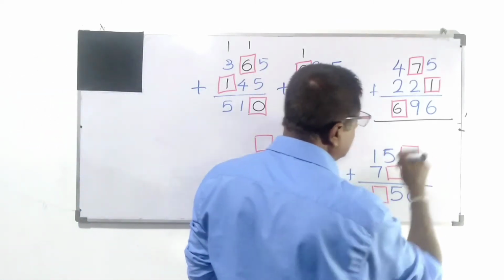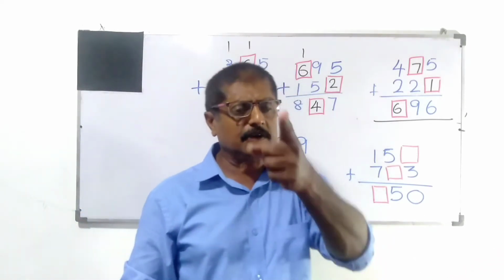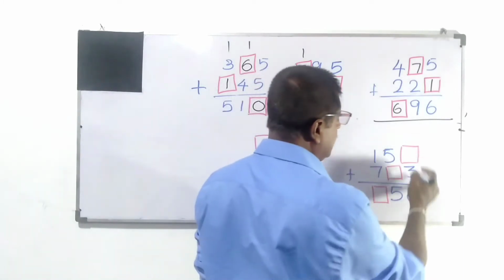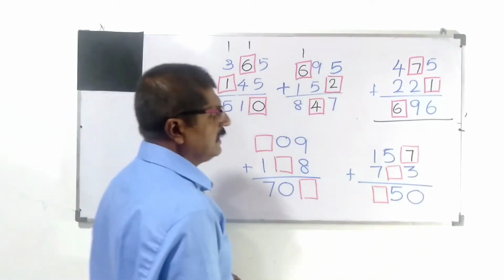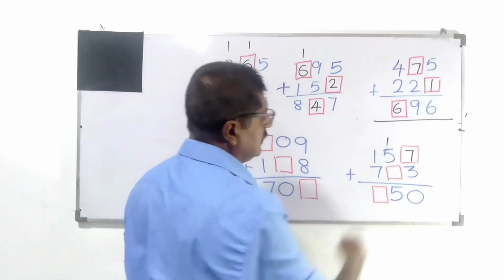3 and another number have been added, and the answer is 0. That also is not possible. Then it must be 10. Right? To make 10, you have to add 7. Then 1 comes to this side. Altogether there are 6 in here.